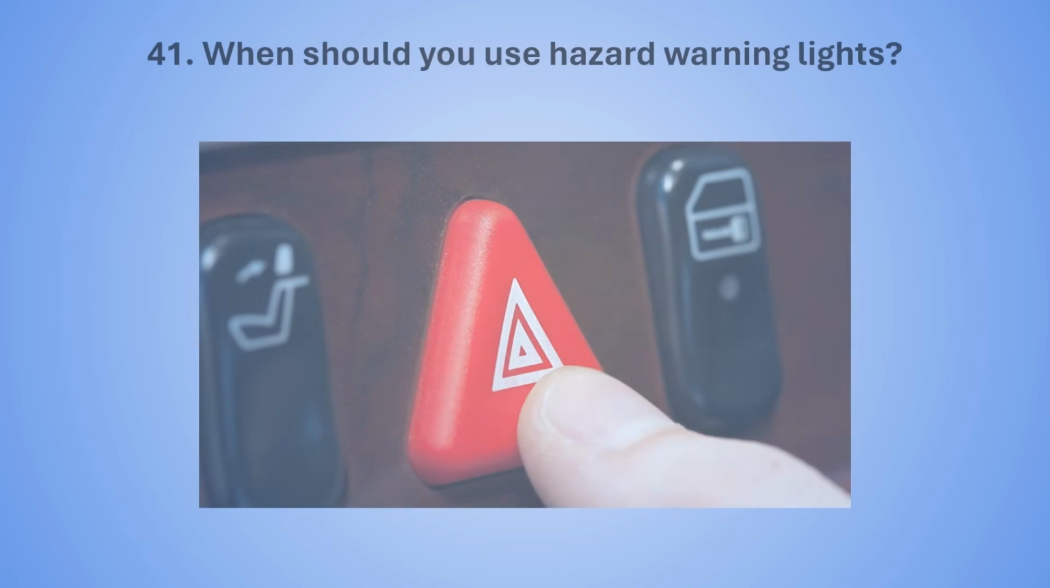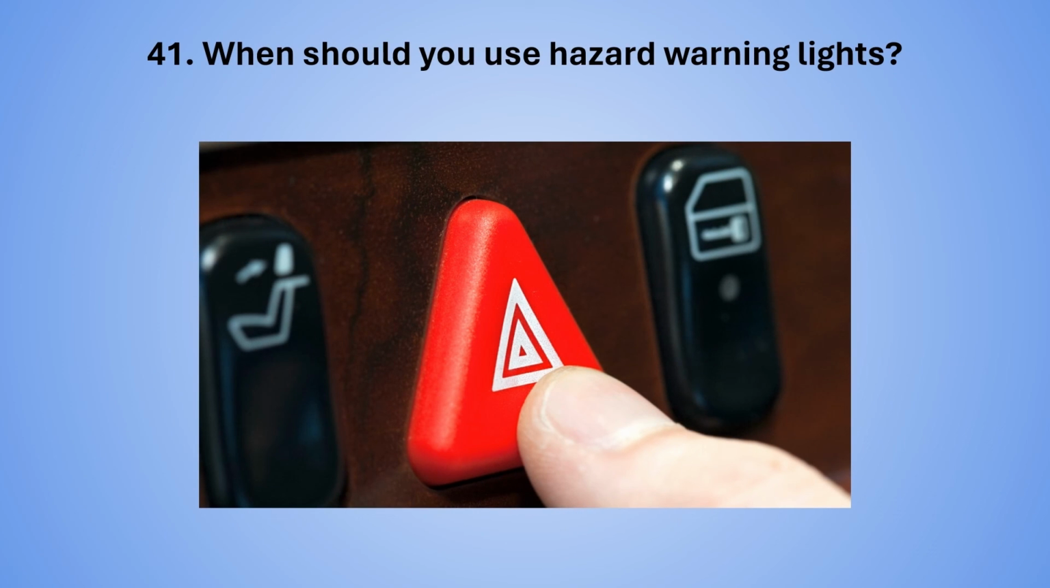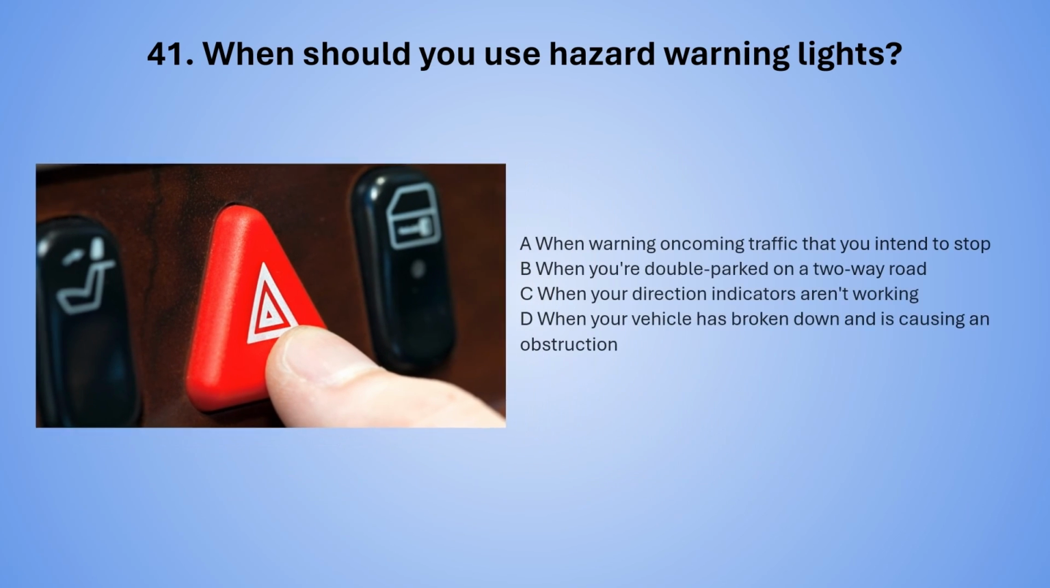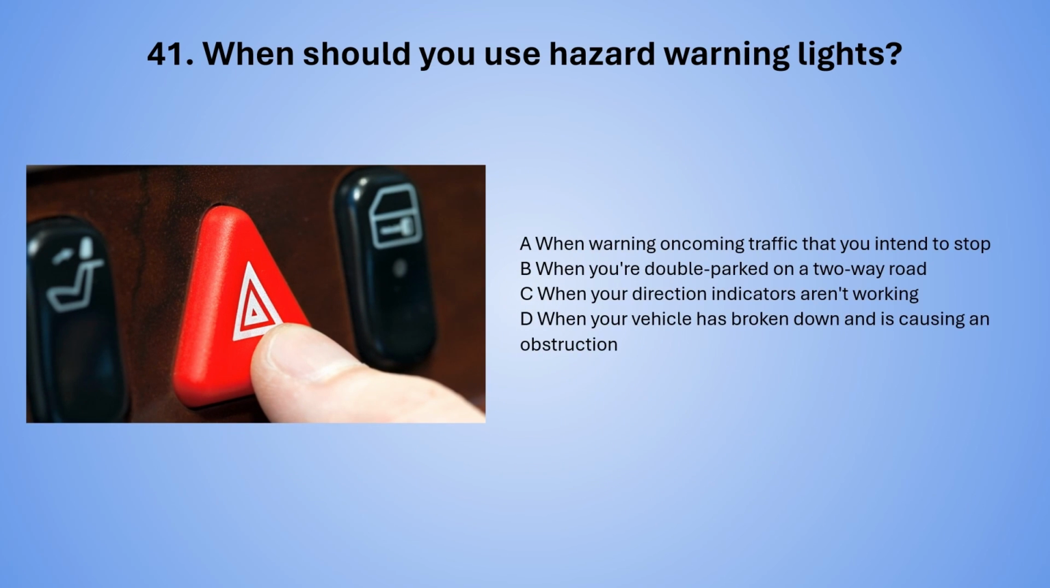Next question. When should you use hazard warning lights? A. When warning oncoming traffic that you intend to stop. B. When you are double parked on a two-way road. C. When your direction indicators are not working. Or D. When your vehicle has broken down and is causing an obstruction.